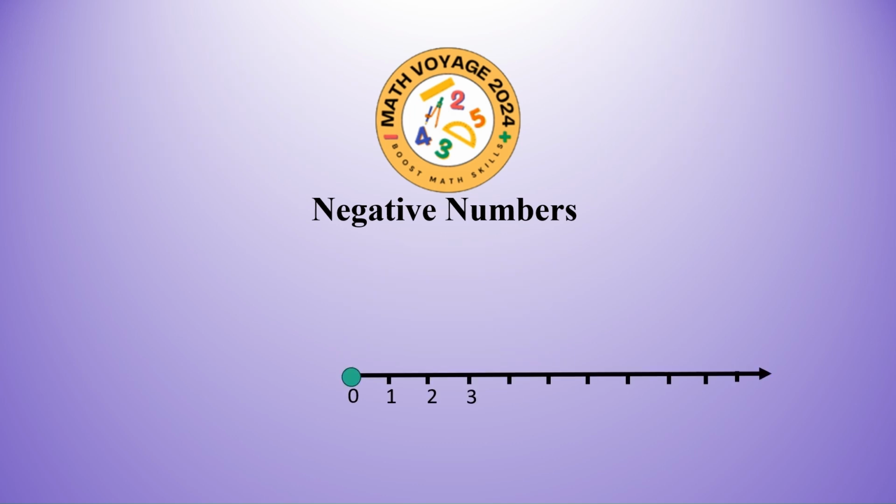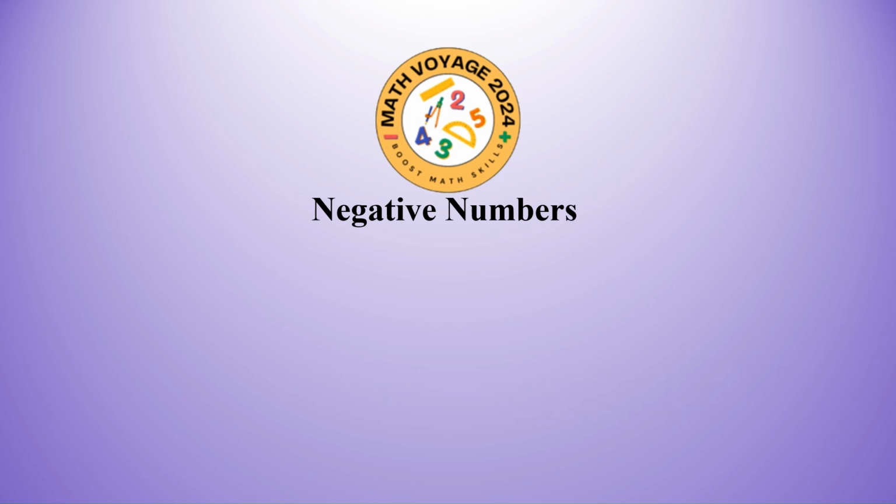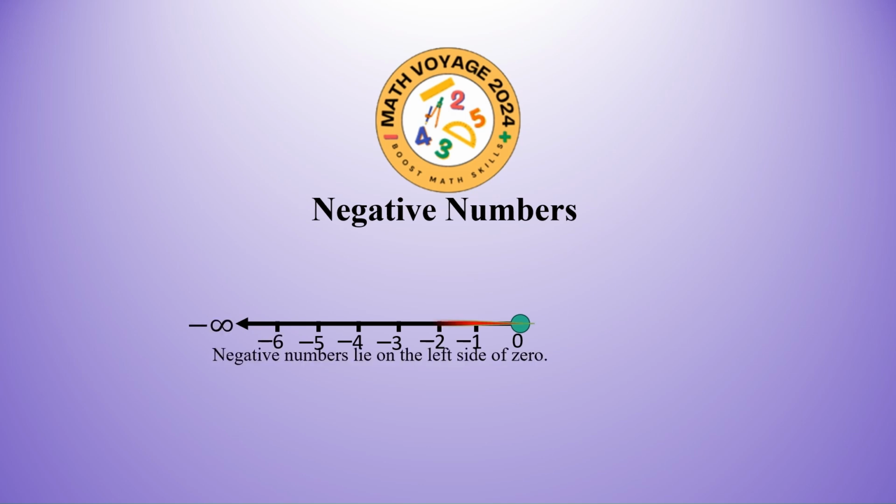Numbers starting from 0 and extending to infinity are called whole numbers. Positive numbers lie on the right side of 0. As you all know, a line extends in both directions. So what about the numbers to the left of 0? Negative numbers lie on the left side of 0.